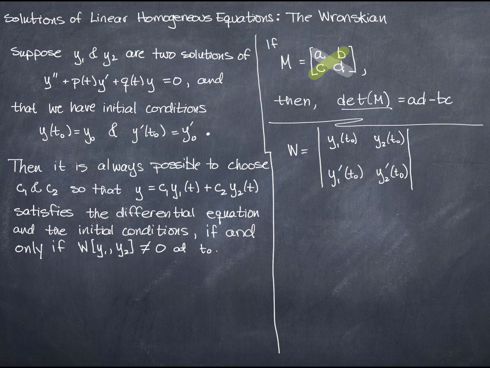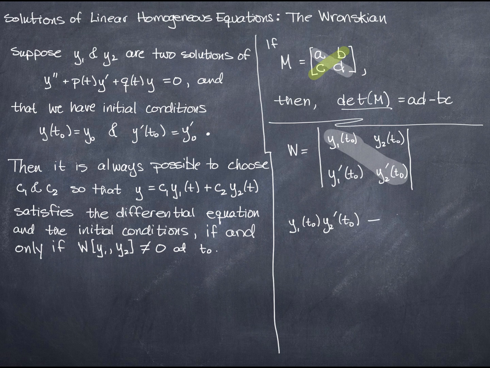So I have A, B, C, D. To figure out what the Wronskian is, I simply need to compute this determinant, and that is the product of these two things here. So I'll write that out first. I have y1 at T naught times y2 prime at T naught.